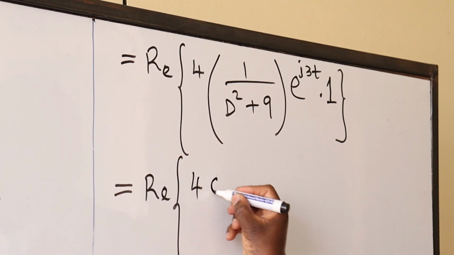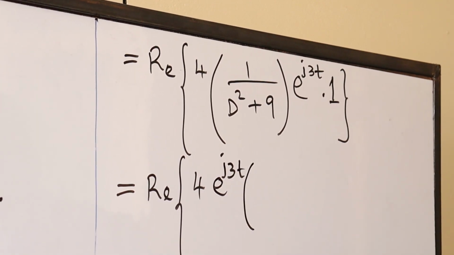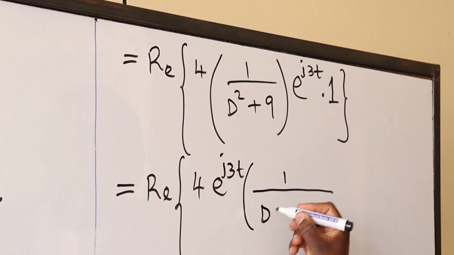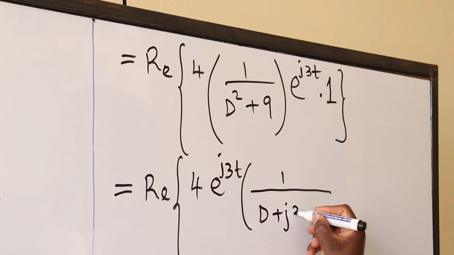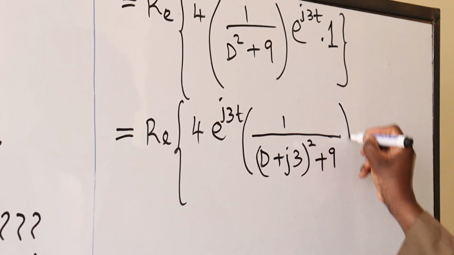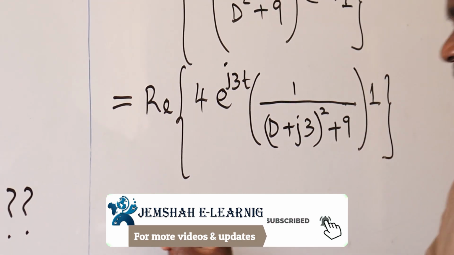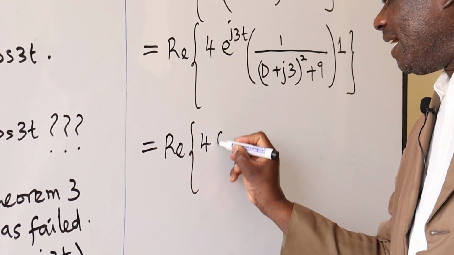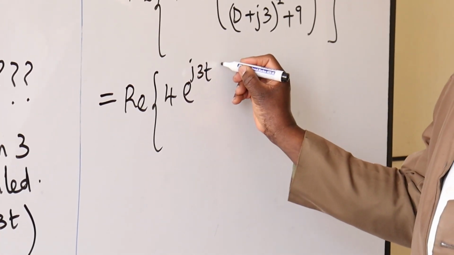Which will be equal to the real part of 4. Then this exponential will pass the function of D, and where there was D, we now put D plus a. Our a is j3. Then we square that, then we add 9. The whole of this will now act on 1, which will be equal to the real part of 4 exponential j3t into now 1.